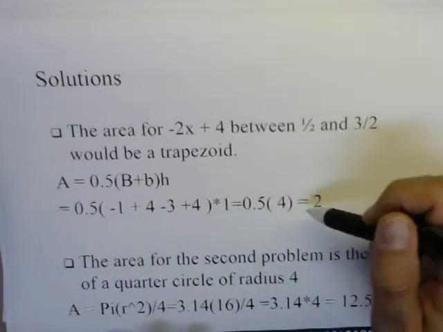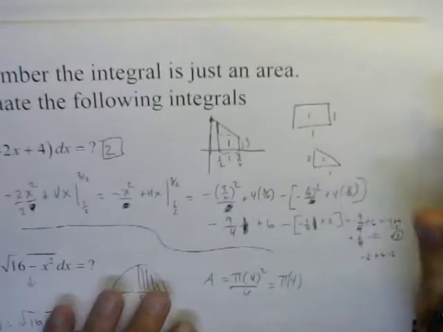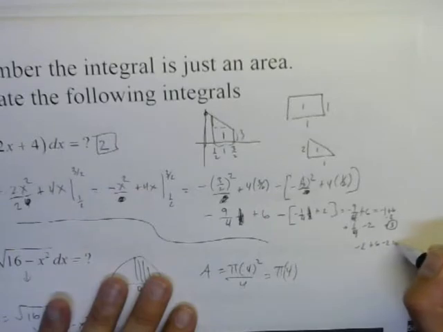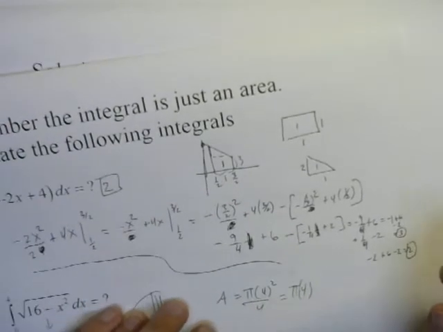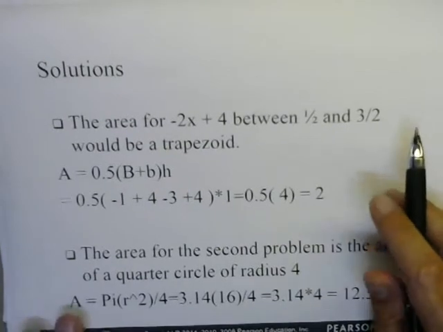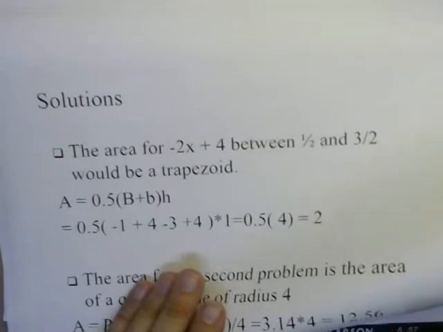So here's what we got. So I guess I did get 2 there, right? So -2 plus 6. I was thinking I was going to get 1. So it does give you the right answer if you integrate there. So that's what we got for that. And then for the second one, it'd be 12.56.